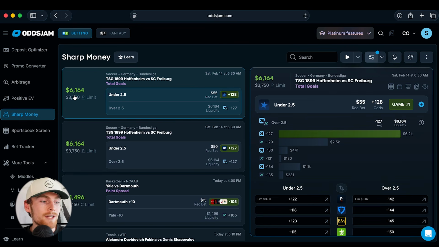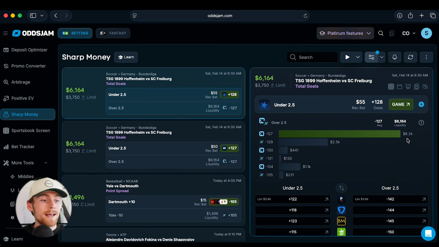Now that $6,164 amount is the amount of liquidity that is available between NoVig and ProphetX right now that other bettors could match on the opposite side of that prop. So if we take a look over on the right-hand side here, we can see that at plus 127 odds, somebody, a sharp bettor or syndicate, went on to NoVig and placed $6,200 worth on this prop.